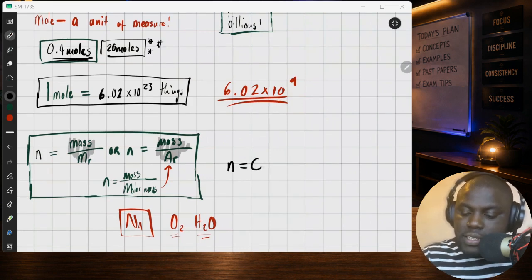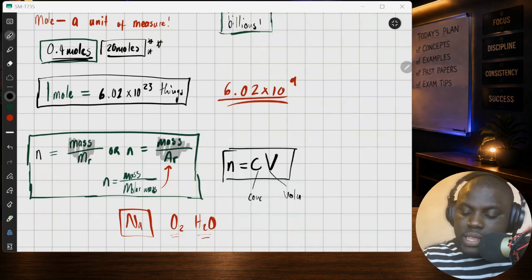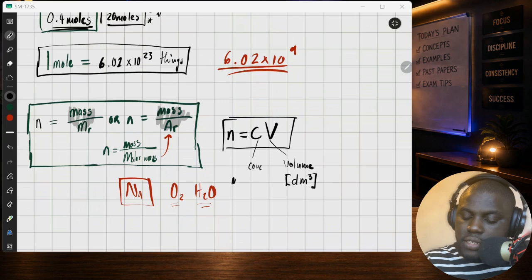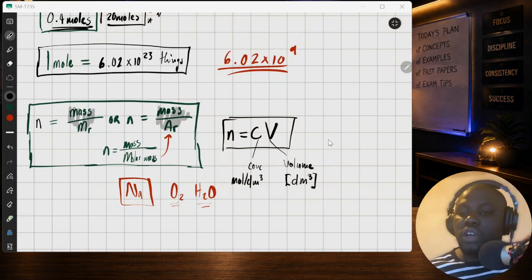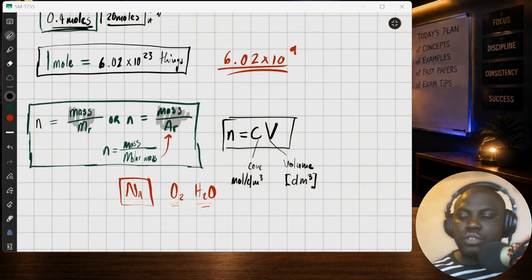Number of moles is CV, which means concentration times volume. So this is the number of moles, this is concentration, then this is volume. Now where this is tricky is that your volume should always be in dm cubed. Concentration is always in moles per dm cubed, but volume is not always in dm cubed. Volume is not always in dm cubed, so you're going to have to change it to dm cubed.